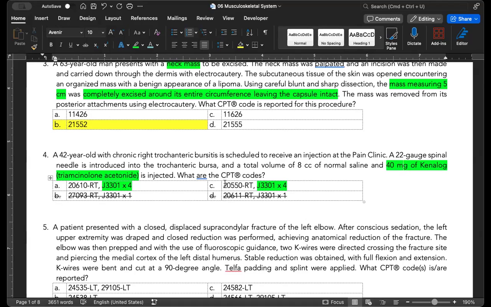So now we need to look up the actual injection code, right? Our HCPCS code is only going to represent the medication, but we need our code for the actual injection. So we can look at this one from a testing standpoint, right? So we know that we've already eliminated B and D. So let's go look at the 20610 versus the 20550. Look at the differences between those codes and figure out which one matches our procedure that we have described.